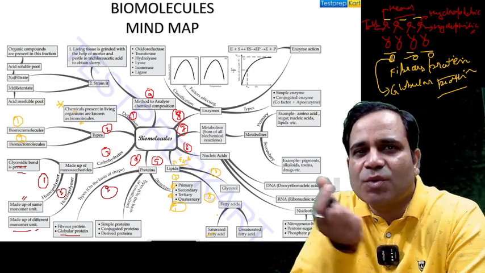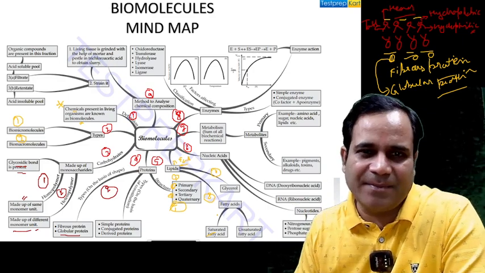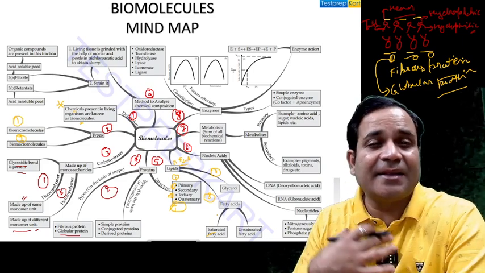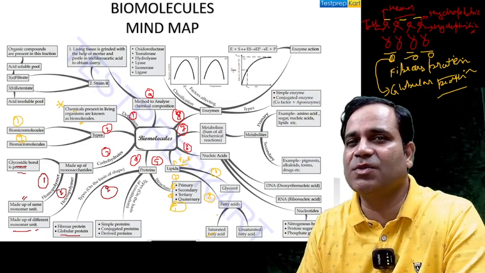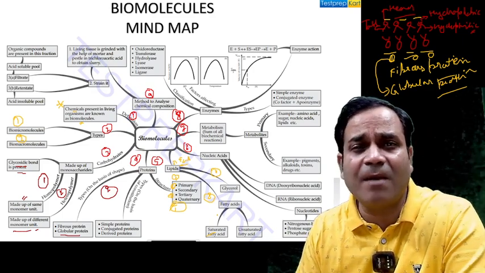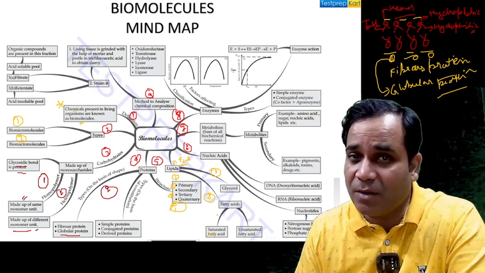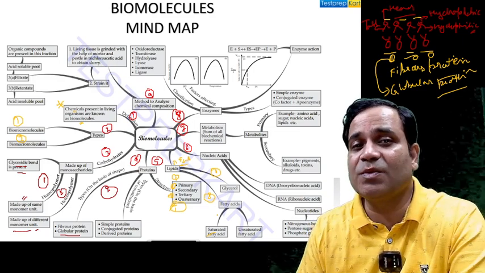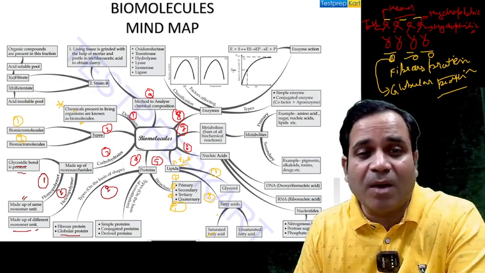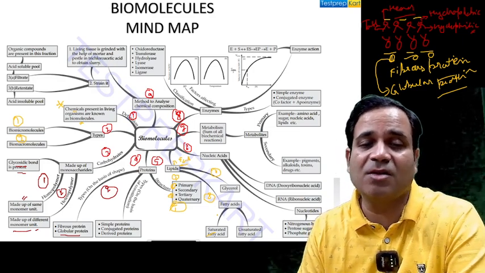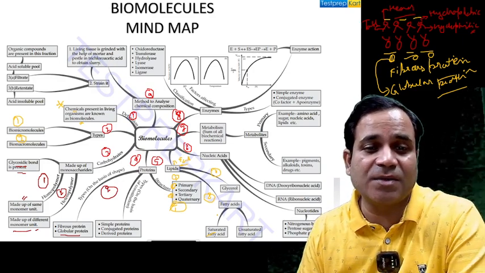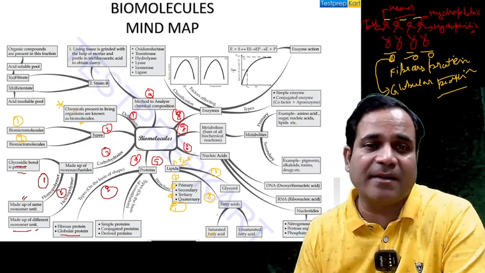Finally, we store the energy in the form of what? ATP. And after that, the energy stored in the form of ATP is utilized by each and every part of the cell to perform various biochemical reactions, my dear. So here I am going to say that these are biomolecules, and these biomolecules perform so many functions, that is the life activities you say, or you say the biochemical reactions, my dear.